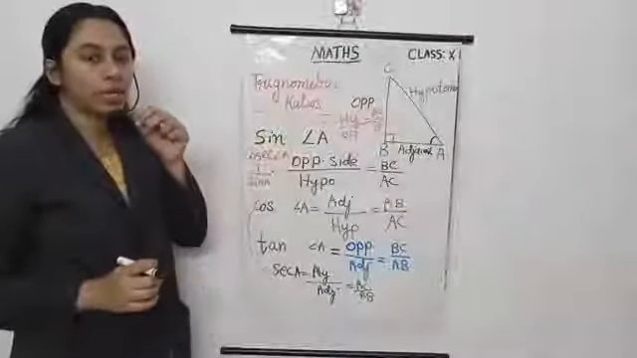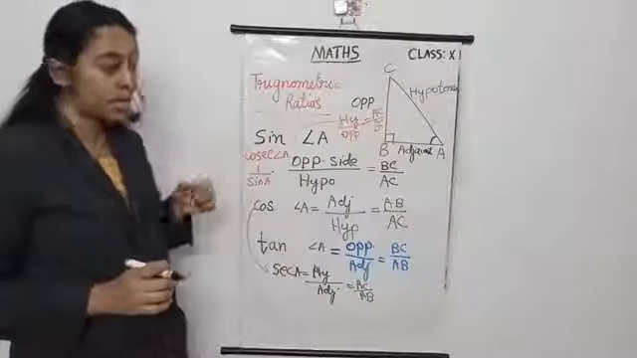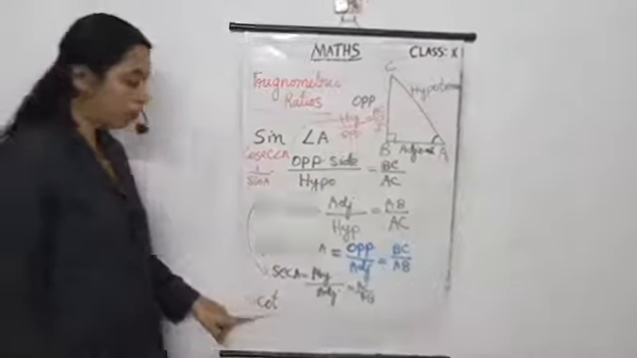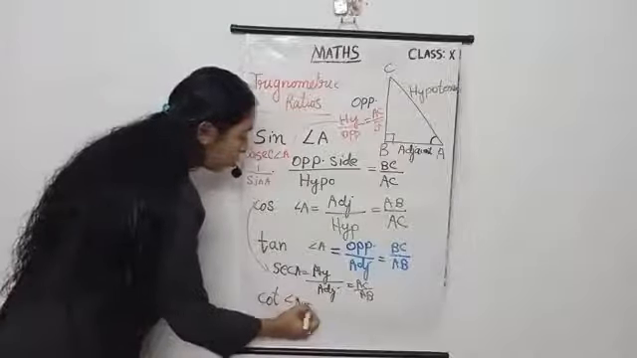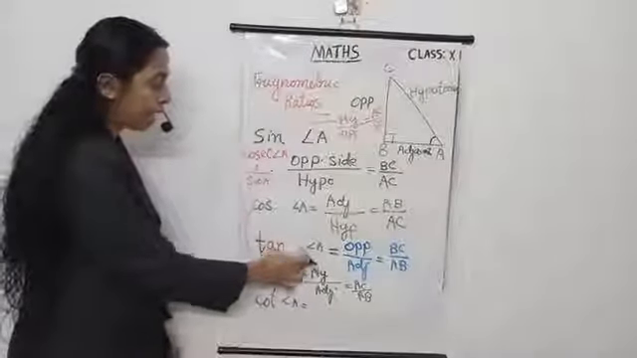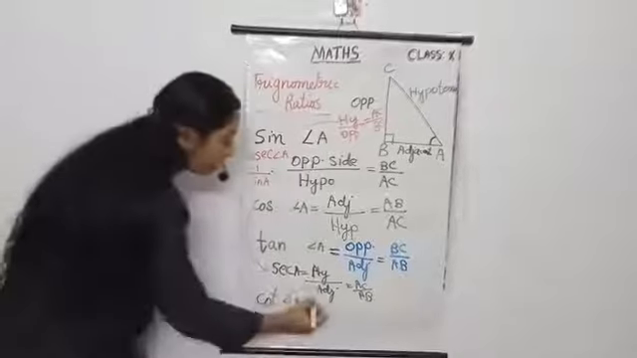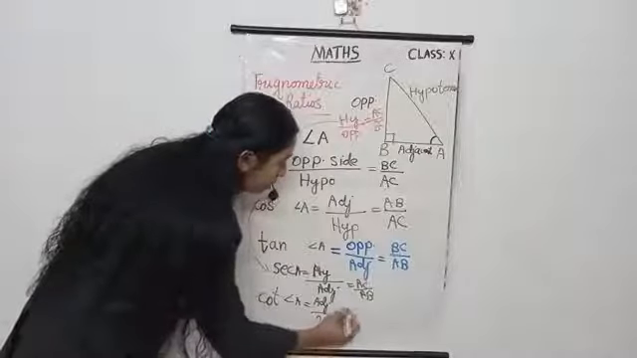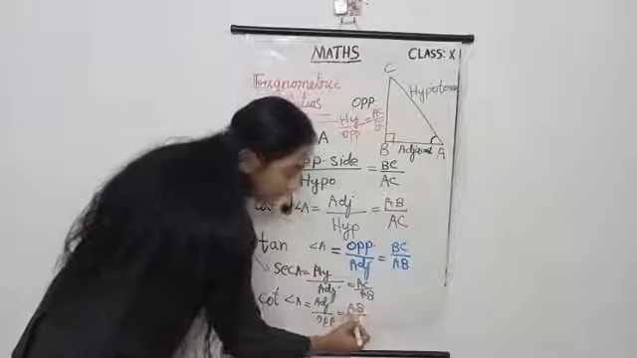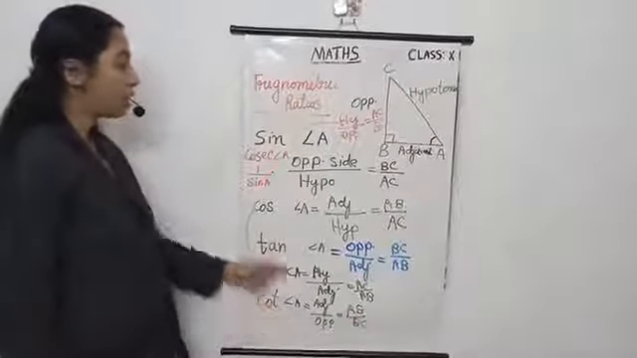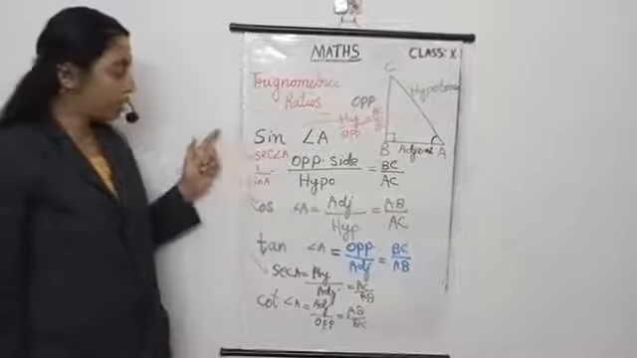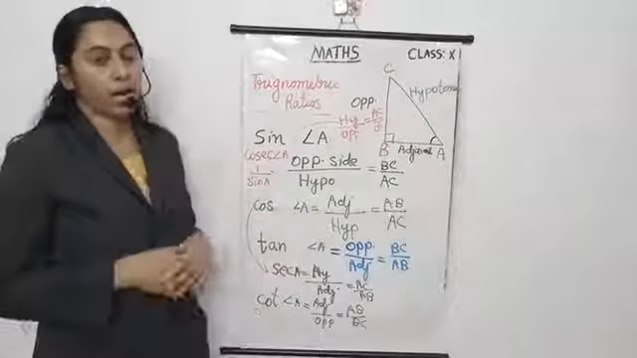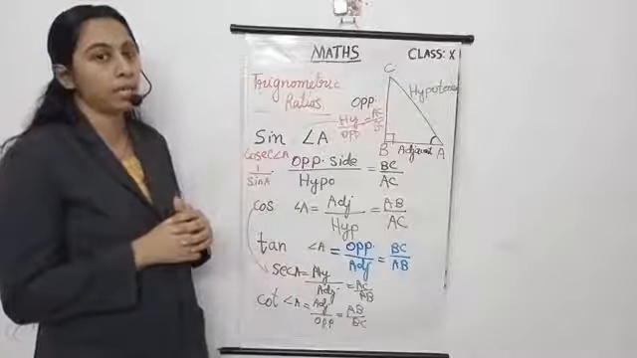And the last ratio is cotangent. Its short form we use is cot. So cot angle A is also 1 by tan angle A, that is adjacent by opposite, and this is AB by BC. So sine and cosec are related, cos and sec are related, and tan and cot are related. We have 6 trigonometric ratios.